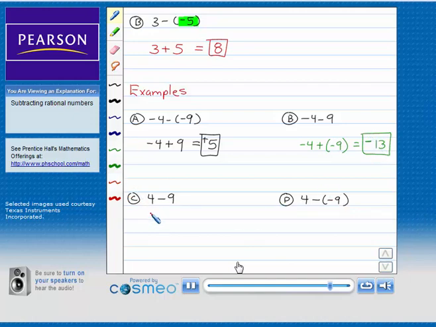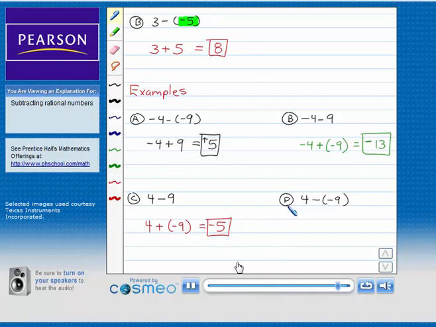For letter C, I have 4 minus 9. So again, to subtract, I add its opposite. So 4 plus the opposite of 9 gives me a negative 9. So there are two opposites here being added together. So I take the difference between the two. The difference between 4 and 9 gives me a 5. Now I want to keep the sign of the number that's furthest away from 0, and that is negative 9. So I'm going to have a negative 5 for my final answer.